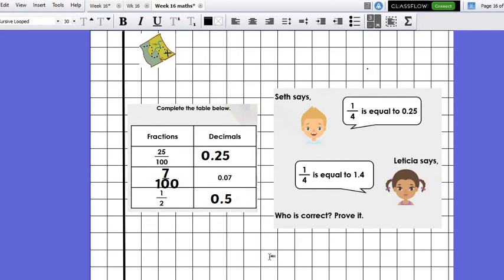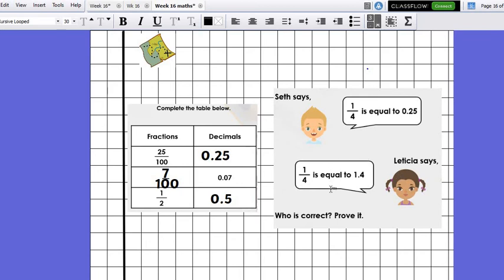And then the next question is: Seth says 1/4 is equal to 0.25. Lucicia says 1/4 is equal to 1.4. Who is correct? Can you prove it? So what I've spoken about is if our numerator is less than our denominator, then we haven't got a whole. So let's look at Seth first. 1/4 is equal to 0.25. Yeah, that looks right to begin with. But here, 1/4 is equal to 1.4. Well, 1 is a whole, and the numerator is less than the denominator.